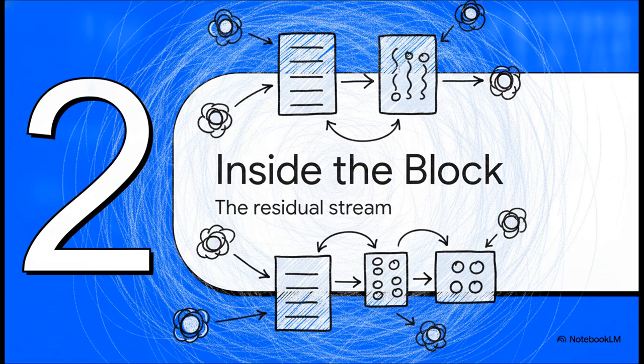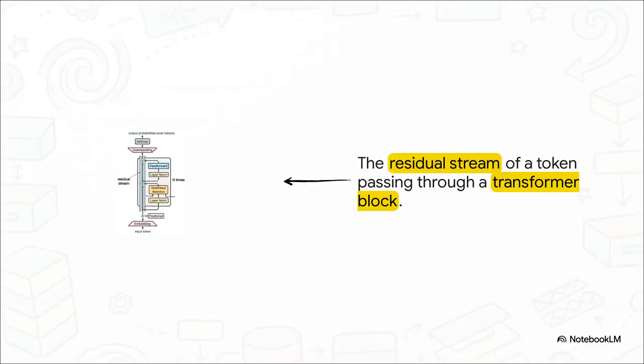Moving on to section 2, inside the transformer block, let's actually look at the residual stream to understand exactly how these contextual embeddings are forged. Imagine you're following a single word, we'll call it a token, as it travels up through the network. Notice that vertical gray bar. That is the residual stream. You can kind of think of it like a main highway. The token's initial embedding starts at the bottom and travels straight up this highway toward the output.